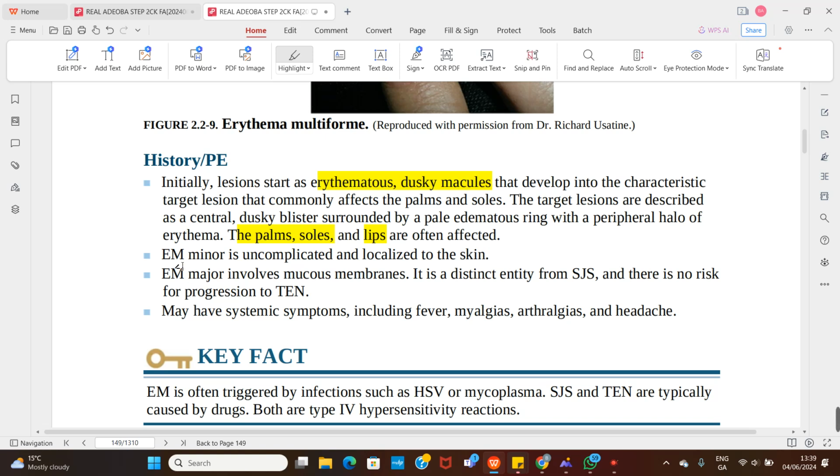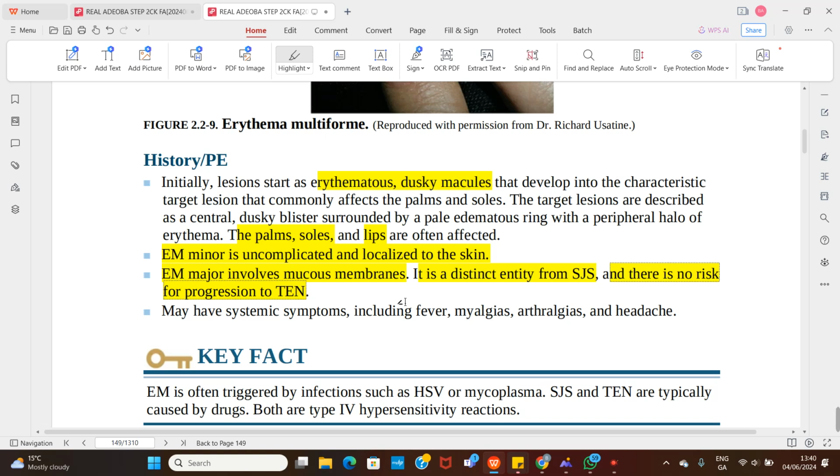Erythema multiforme minor is uncomplicated and is localized to the skin. Don't forget, erythema multiforme major involves the mucous membranes like that of the mouth and the genitals. It is a distinct entity from Stevens-Johnson syndrome, and there's no risk of progression to toxic epidermal necrolysis, just like I've said. Both have similar presentations, right? There's some degree of overlap, but the Nikolsky sign is always negative in erythema multiforme.